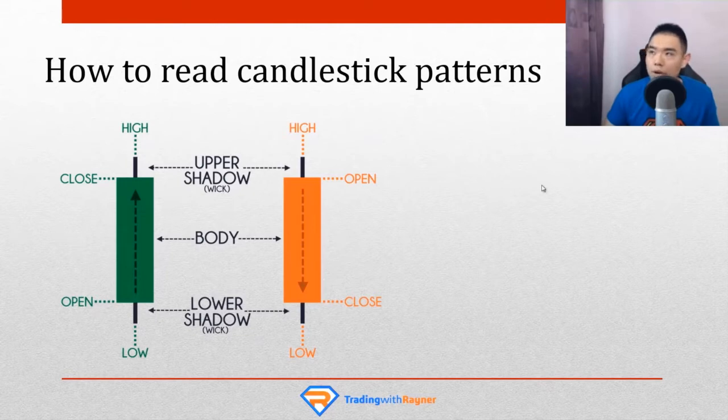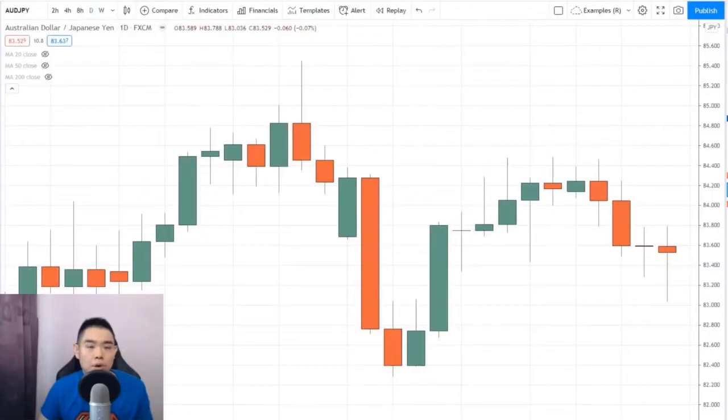Now moving on, let me share with you how it looks on a real chart and how you interpret it. So I'm going to look at this currency pair. Let's look at the daily time frame. This is Aussie against the Japanese yen. I'm going to zoom in so we are on the same page.